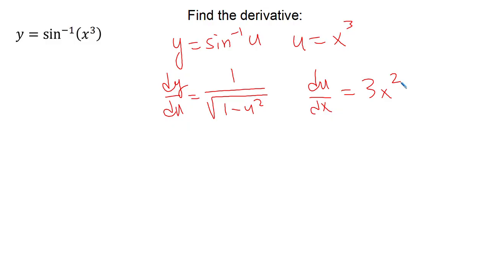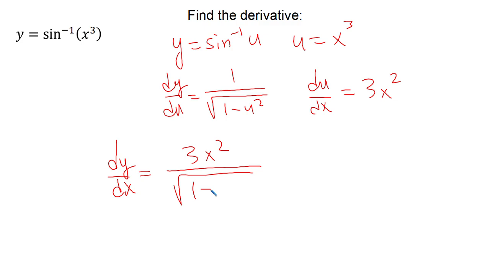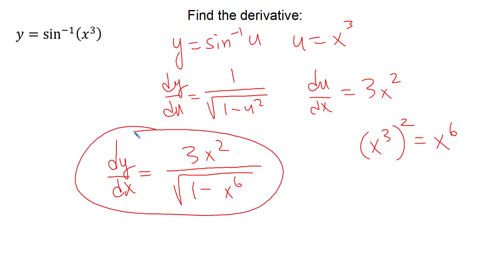And so we'll multiply these two things together to get our dy/dx. It's 3x squared over root 1 minus u squared. Well, if we have x cubed as u and we square it, that's x to the 6th if you multiply the exponents. So 3x squared over root 1 minus x to the 6th.